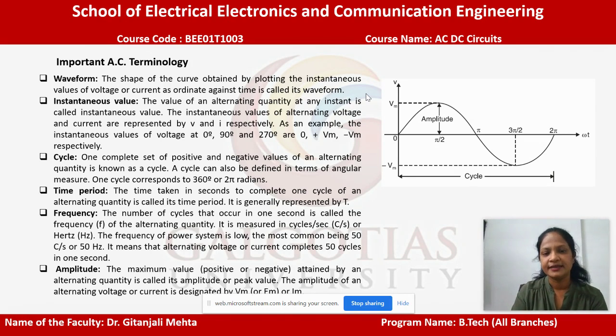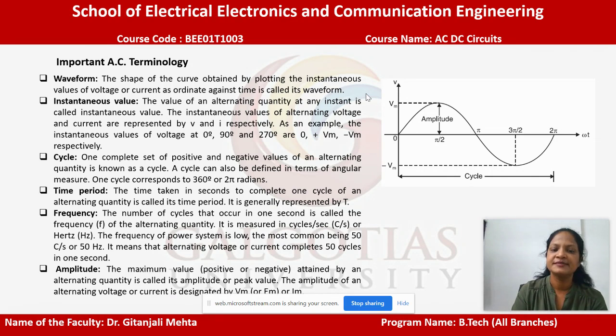The time taken in seconds to complete one cycle of an alternating quantity is called its time period. It is generally represented by capital letter T. The number of cycles that occur in 1 second is called the frequency of the alternating quantity. It is measured in cycles per second or hertz.